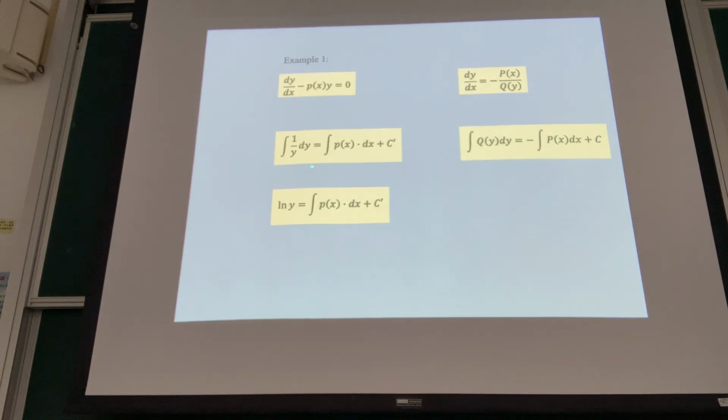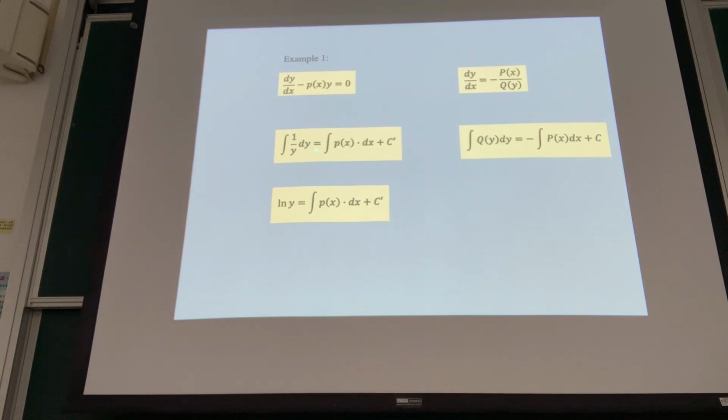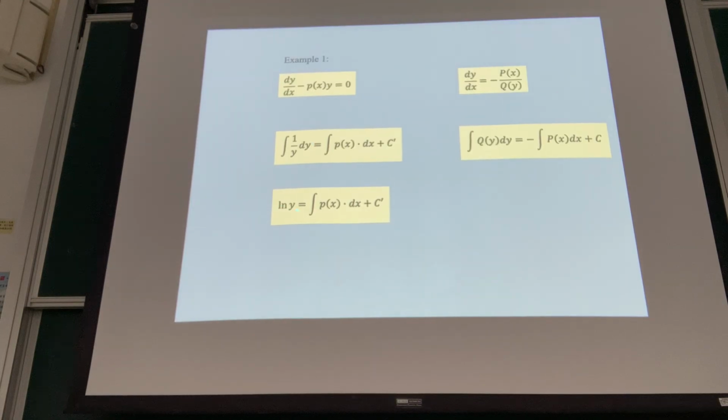Therefore, the integration of 1/y with respect to y equals log y, and the right side depends on what p(x) is. It's given by the question, so I keep it in the original form, the integral of p(x). But remember to add a constant c', and that's the solution. So y is equal to a constant times the exponential of the integral of p. That's the solution. Very simple as that.